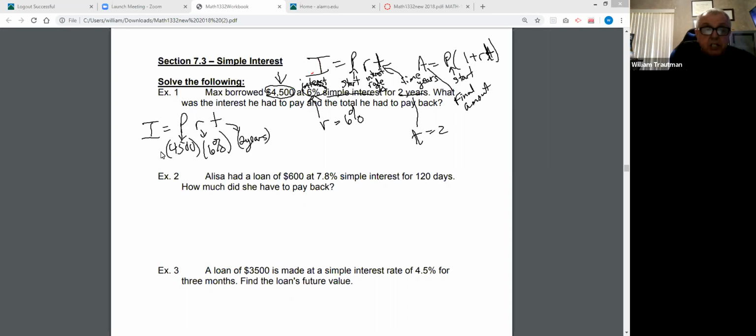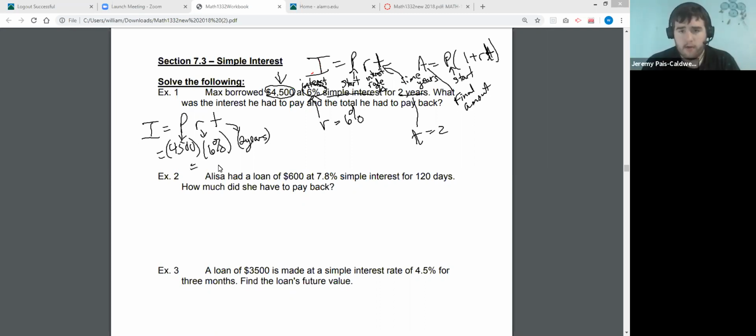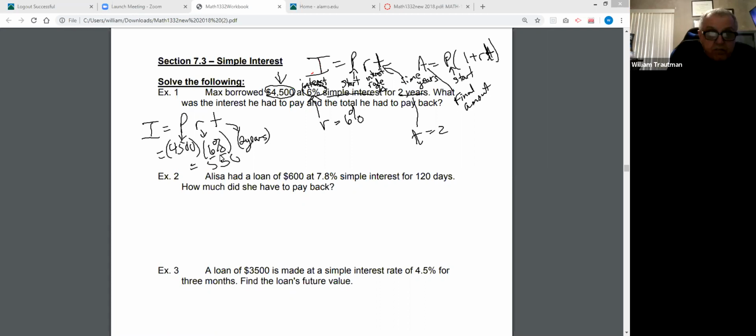So you just put that in your calculator, 4,500 times 6. Make sure you type in the percent symbol. 4,500 times 6%. And to do 6%, don't forget you have to hit second in that first parenthesis, 6% times 2. I got 540. That's right. So when you borrow 4,500, you owe 540 in interest.